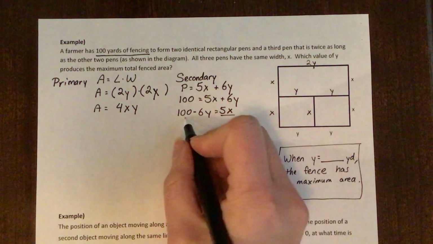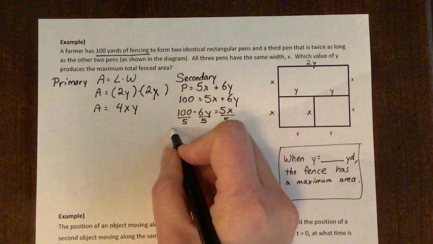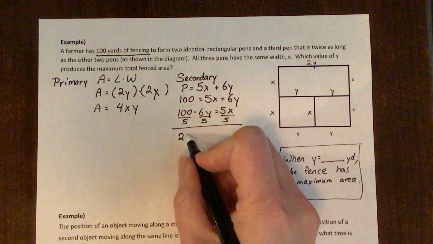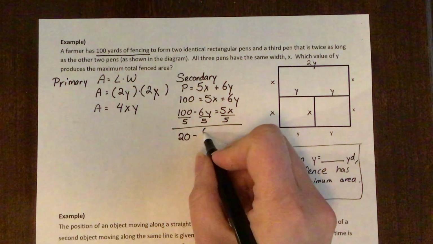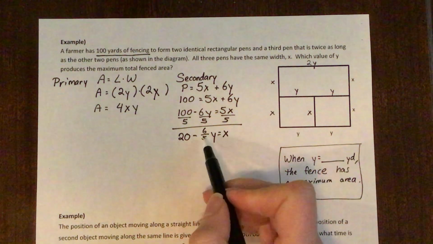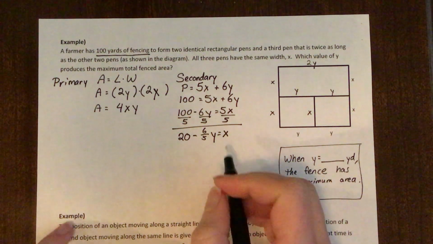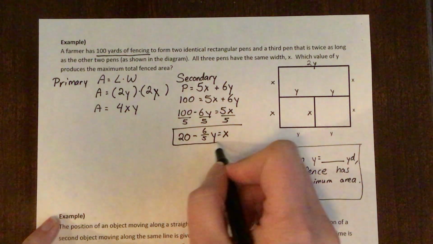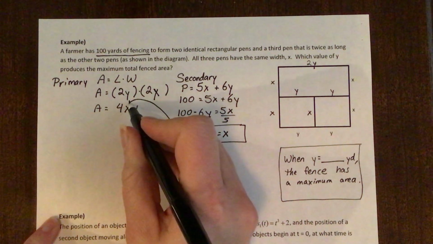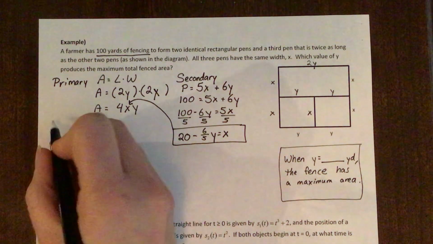And as I divide by 5, I'm going to divide each term separately by that 5. It's going to make this 100 over 5 a little nicer to deal with. It's going to be 20 minus 6 over 5 Y equals X. You could change that to 1.2 if you felt like it. Okay, so this is our secondary equation. It's going to get plugged in here for X. So A gets substituted.